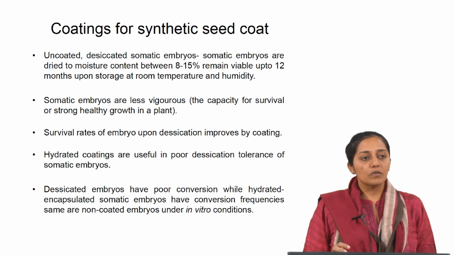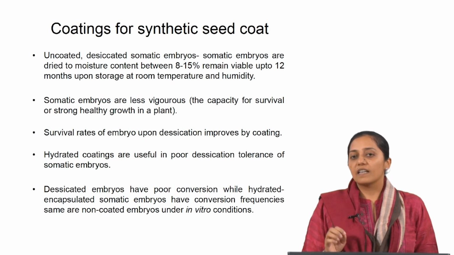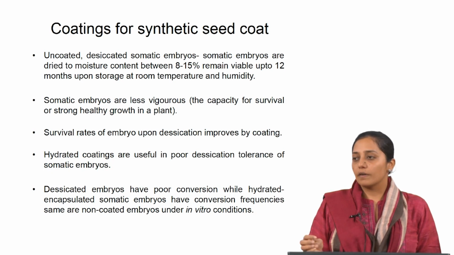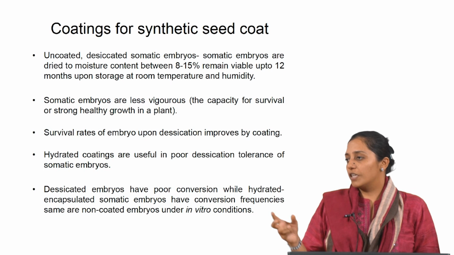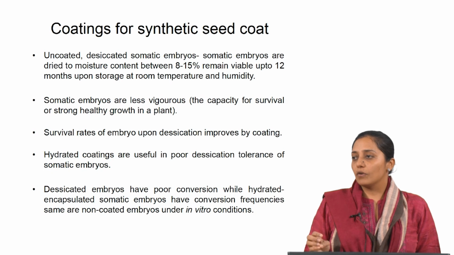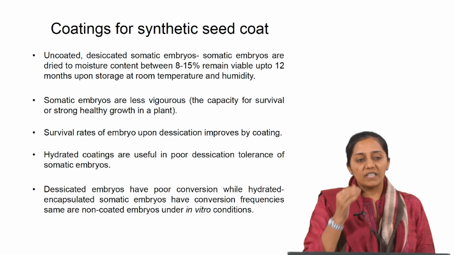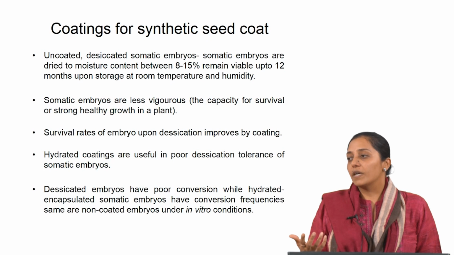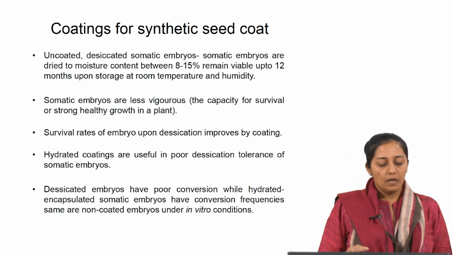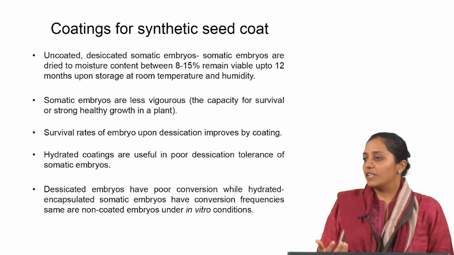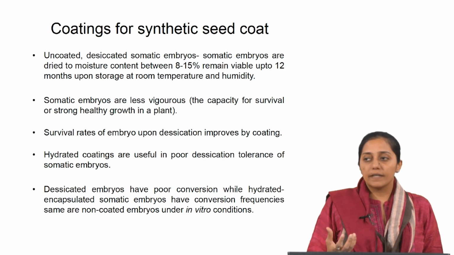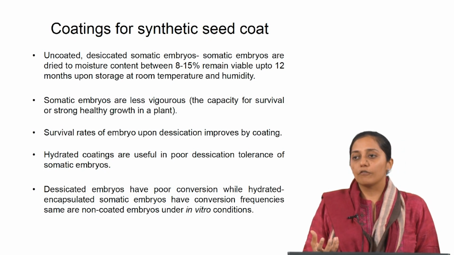Now, somatic embryos, in comparison to seeds, are less vigorous. Vigorousness means what? The capacity of survival or remaining healthy in order to regenerate into a new plantlet. The survival rate of the embryos also depends upon the desiccation tolerance, which means how tolerant that species is towards dehydration or loss of water. If a species or somatic embryo is sensitive, then hydrated coatings are used. Hydrated coatings are generally made of hydrogels.